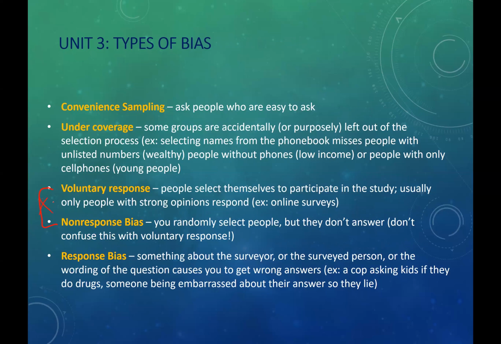Non-response bias is bad because it causes undercoverage. People who don't have time to respond or who don't care enough to respond, even though they were randomly chosen, can be similar to each other. You can be leaving out groups of people. Response bias is where something about the surveyor or the surveyed person or the wording of the question causes you to get wrong answers. For example, if a cop asks kids if they do drugs, you're not going to tell a police officer that you've done something illegal. So whether it's true or not, you're going to be answering no. That's response bias.